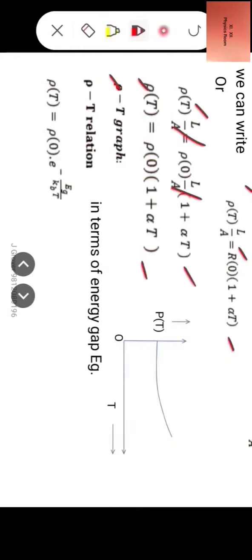Now, the ρ-T graph. If we draw the ρ-T graph, it comes out to be as shown in the diagram.